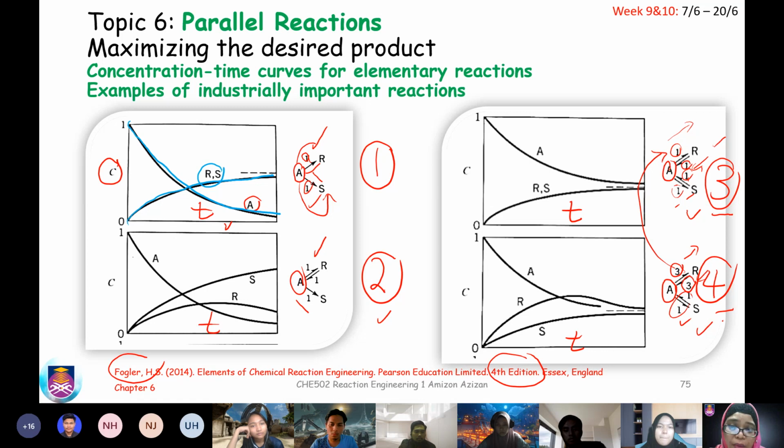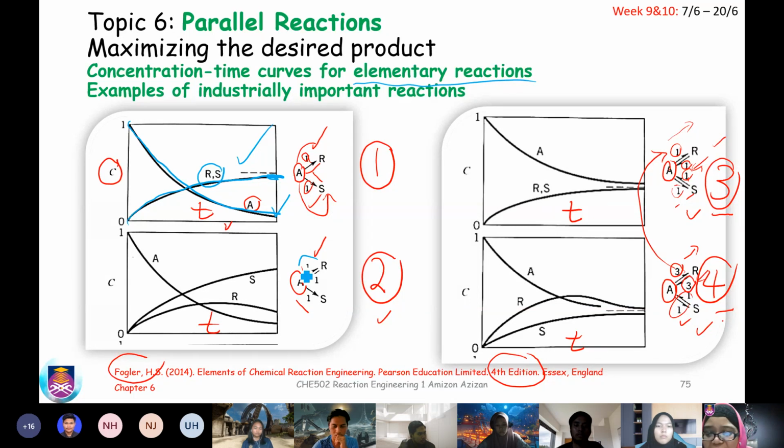Just to predict approximately, reaching a certain level at the end. So we have decreasing A and increasing products R and S. Okay, for parallel reaction, assuming elementary reactions. Clear? So we're going to go to scenario number 2.